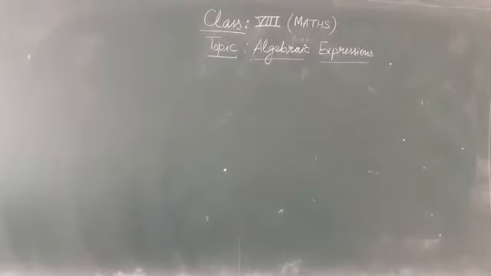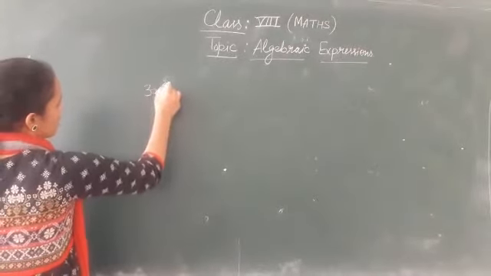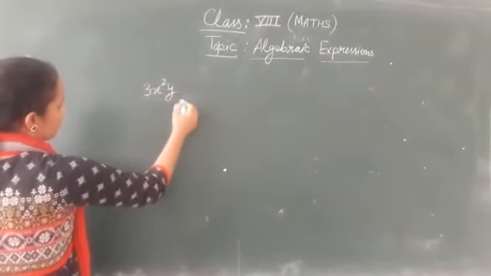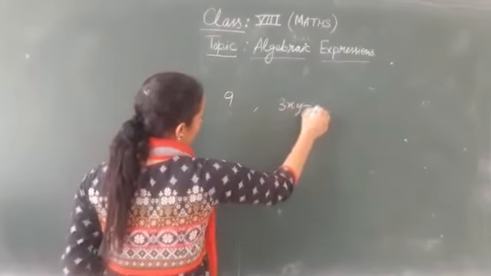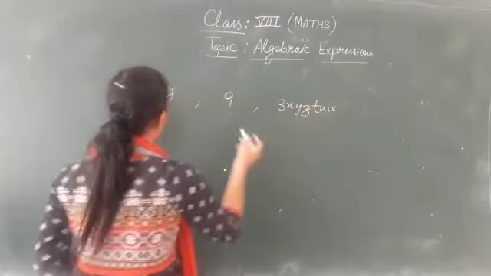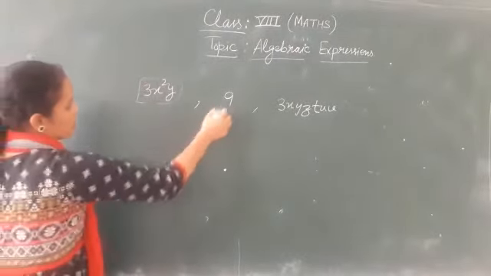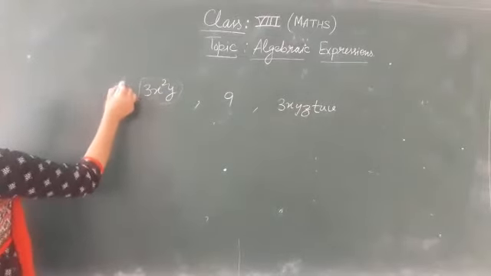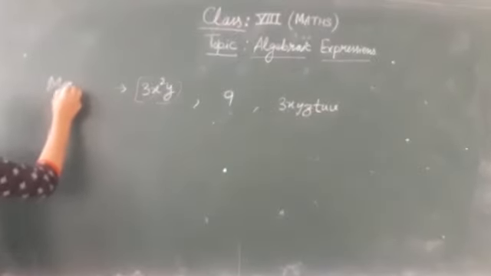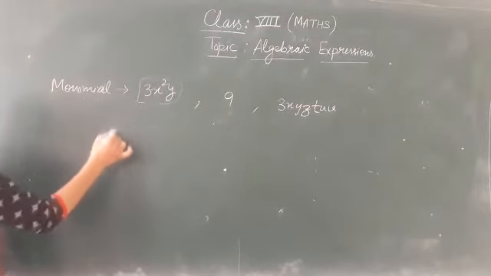Now an expression can have one term, two terms, three terms. So we can classify these expressions. If you have a single term in an expression like this, or 9, or 3xyztuv, here all are in multiplication, so a single term is there. This is also a one-term expression. This is also a one-term expression. So these are all called monomials. Expressions with one term are called monomials.